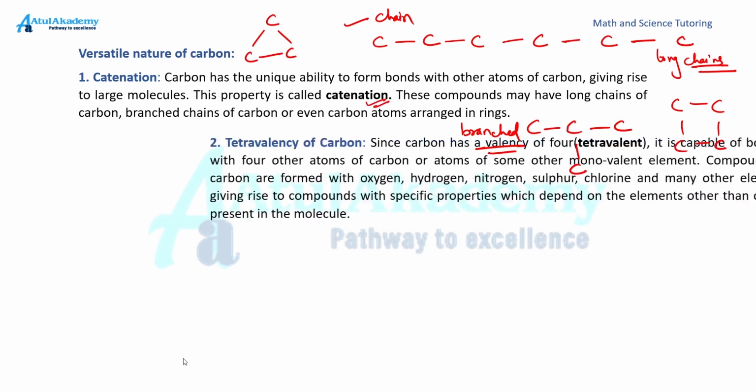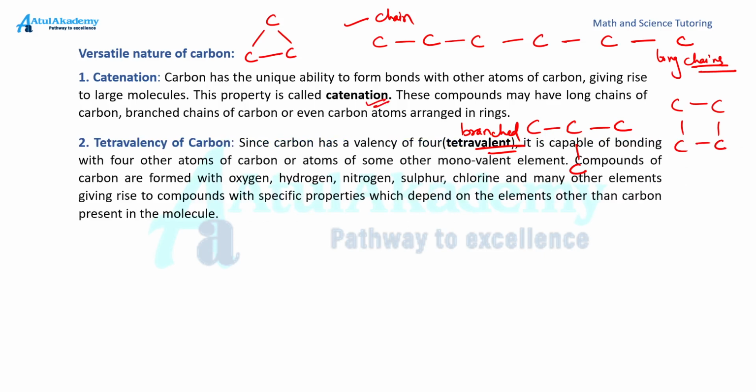Let's talk about another property, known as tetravalency of carbon. We all know carbon has valency 4. Because of that, carbon is capable of bonding with 4 other atoms. At one time it can bond with 4 other atoms of carbon or atoms of another monovalent element. So tetravalency is very helpful because carbon needs 4 things to be attached over here. It can make bonds with carbon atoms, or with hydrogen. All these things can happen. That is how carbon is able to make so many compounds.